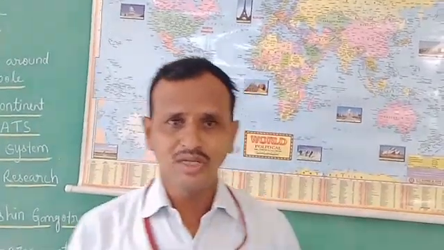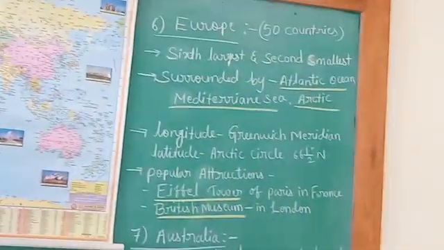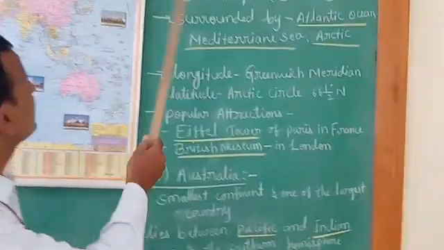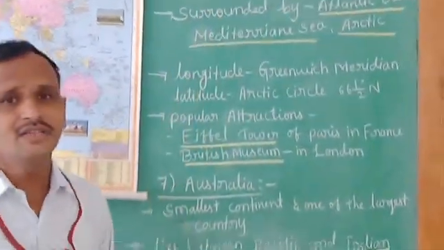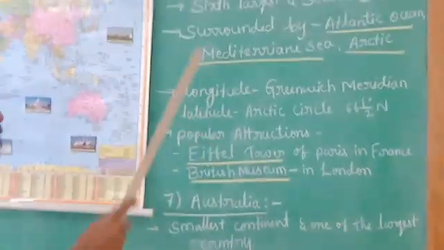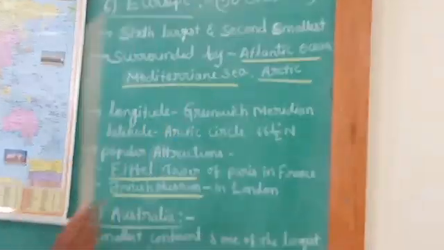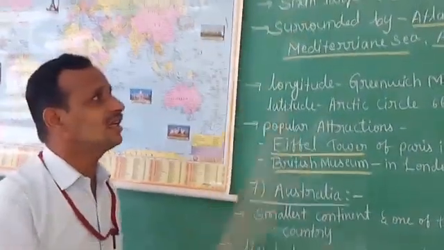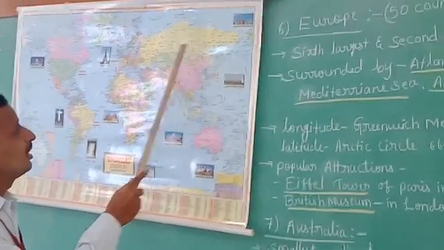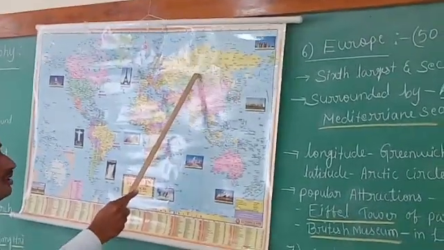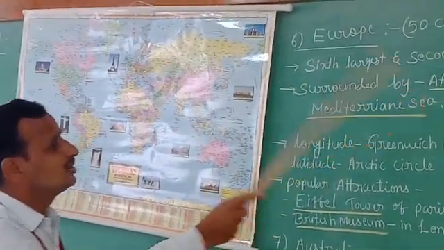So let us move to the next continent, children, that is the Europe continent. Children, Europe is a very popular continent and it has approximately 50 countries. The Europe continent is the 6th largest continent and the 2nd smallest continent, children. Remember this. It lies in the northern and eastern hemisphere, and it is surrounded by oceans.